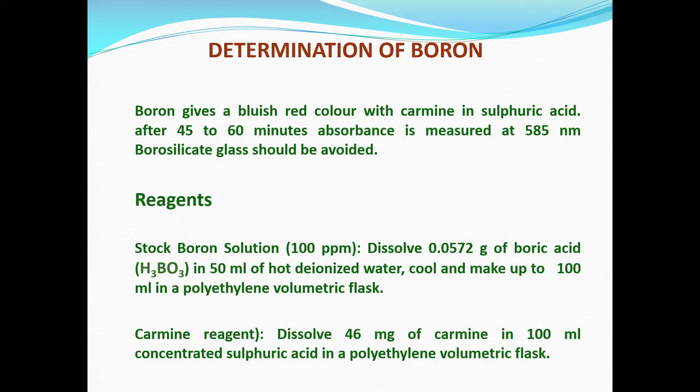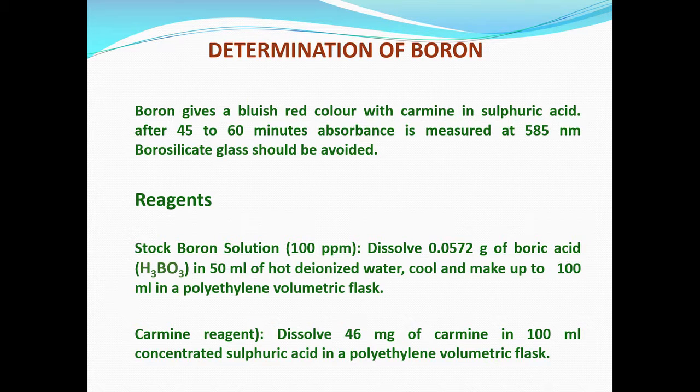That means, you have to prepare standard boron solution, and standard borons, as I have told you yesterday, 1 to 5 ppm or very low ppm solutions are not stable. Therefore, we prepare what is known as a stock solution. A stock solution is about 100 ppm, which is stable for a long time. For this, what you have to do? You have to calculate how much of boric acid corresponds to 100 ppm of boron.